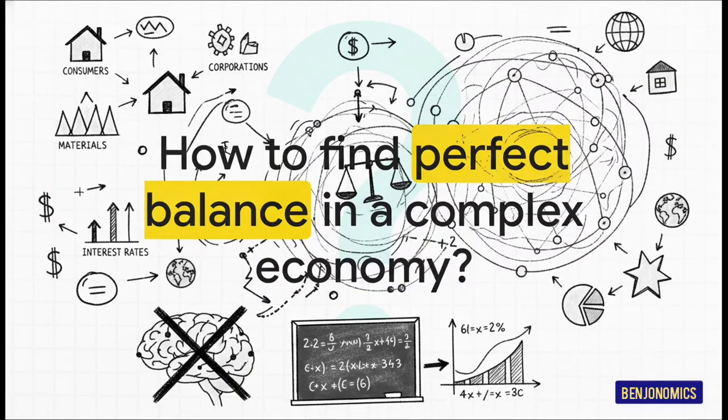Seriously, think about that for a second. How do you find perfect balance in an economy with millions of moving parts? I mean, you've got consumers, corporations, raw materials, interest rates, global supply chains, and they're all interacting at the exact same time. Human intuition simply isn't enough to untangle all of that. Math is the only tool we have that's capable of solving such massive, multivariable chaos, and it brings order to what otherwise just looks like absolute randomness.